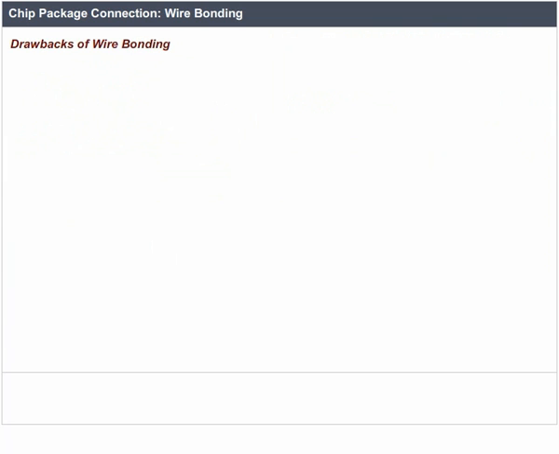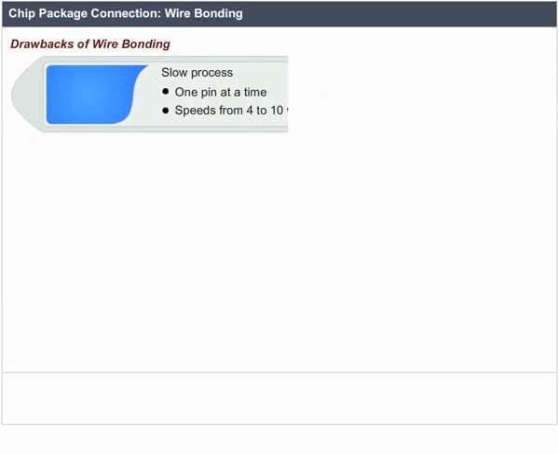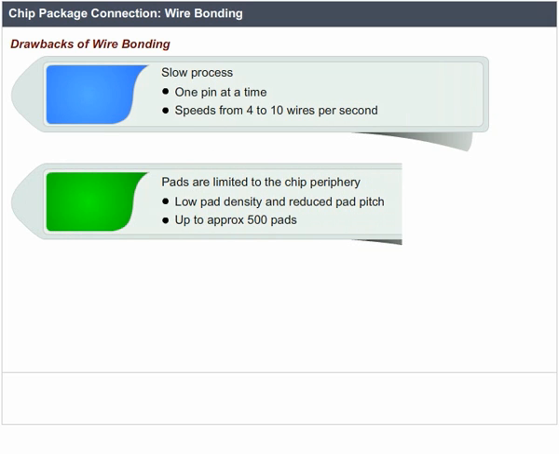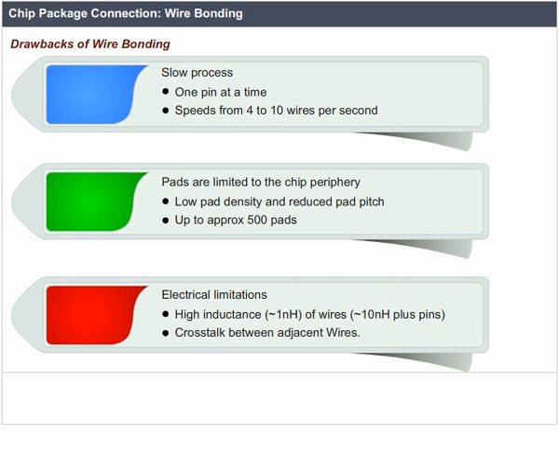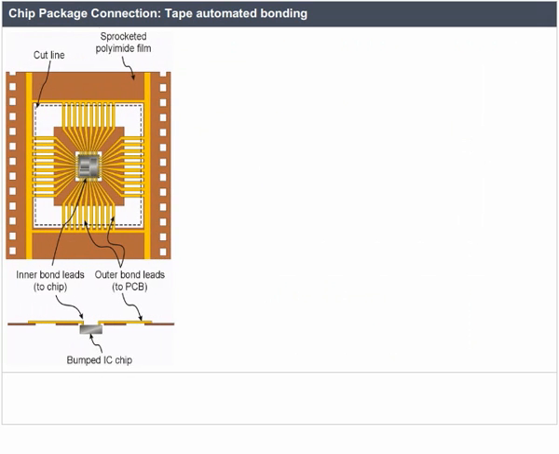Drawbacks of wire bonding. Slow process, one pin at a time. Speeds from 4 to 10 wires per second. Pads are limited to the chip periphery. Low pad density and reduced pad pitch. Up to approximately 500 pads. Electrical limitations: high inductance of wires, and crosstalk between adjacent wires.